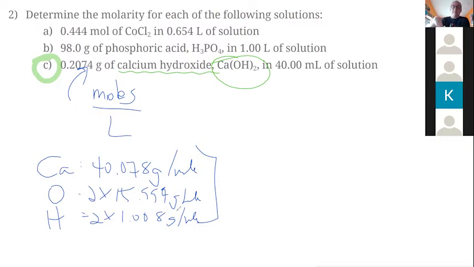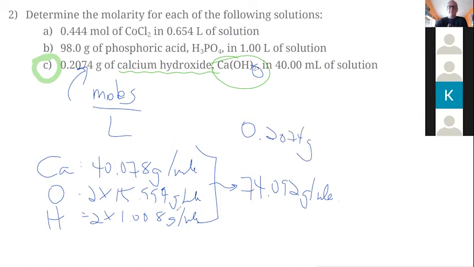Excellent, yeah, because you have a 2 here, you need to multiply everything inside the brackets by 2. So what's my final molar mass? 74.092 grams per mole. All right, so I have 0.274 grams of this stuff, and I want to convert that to moles.